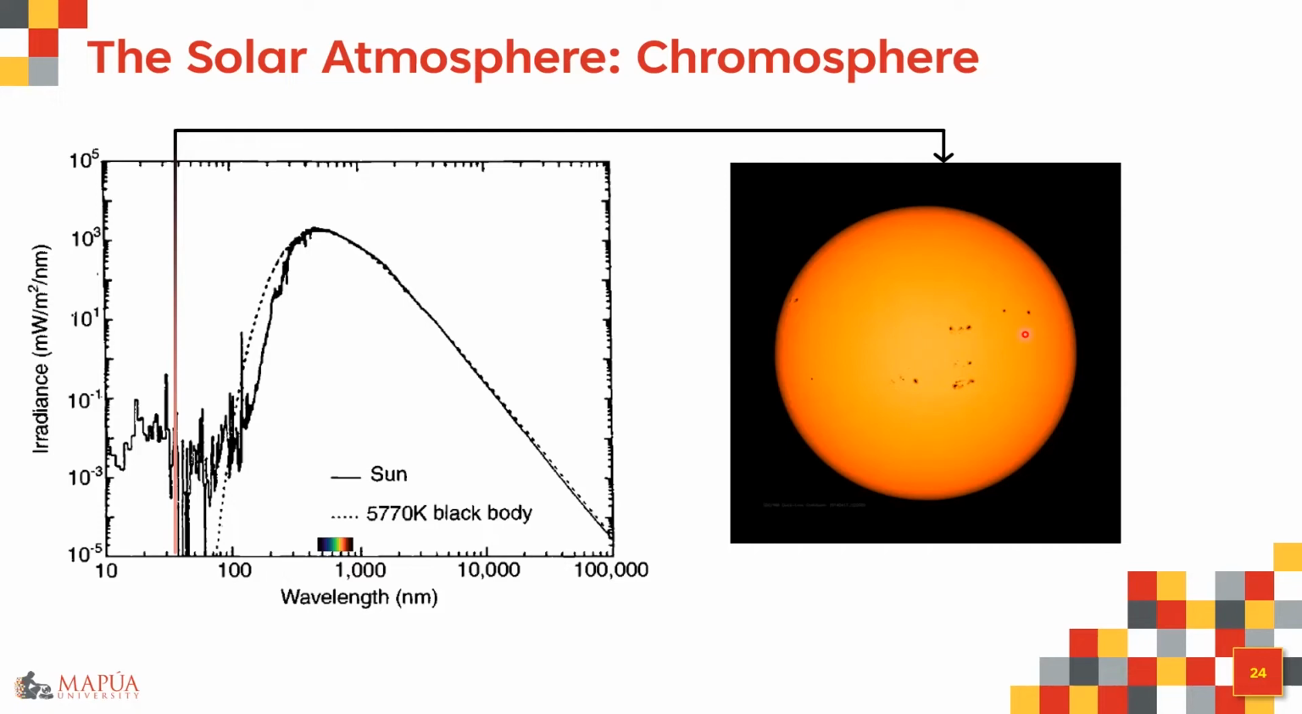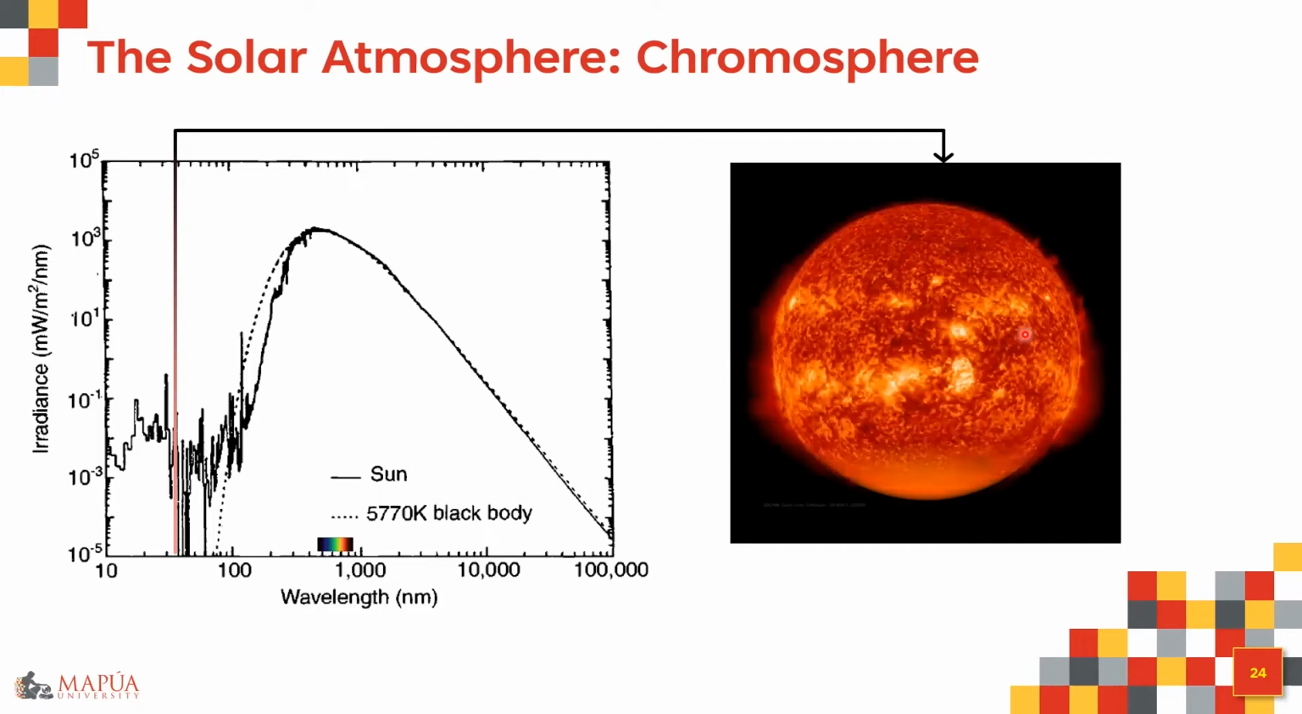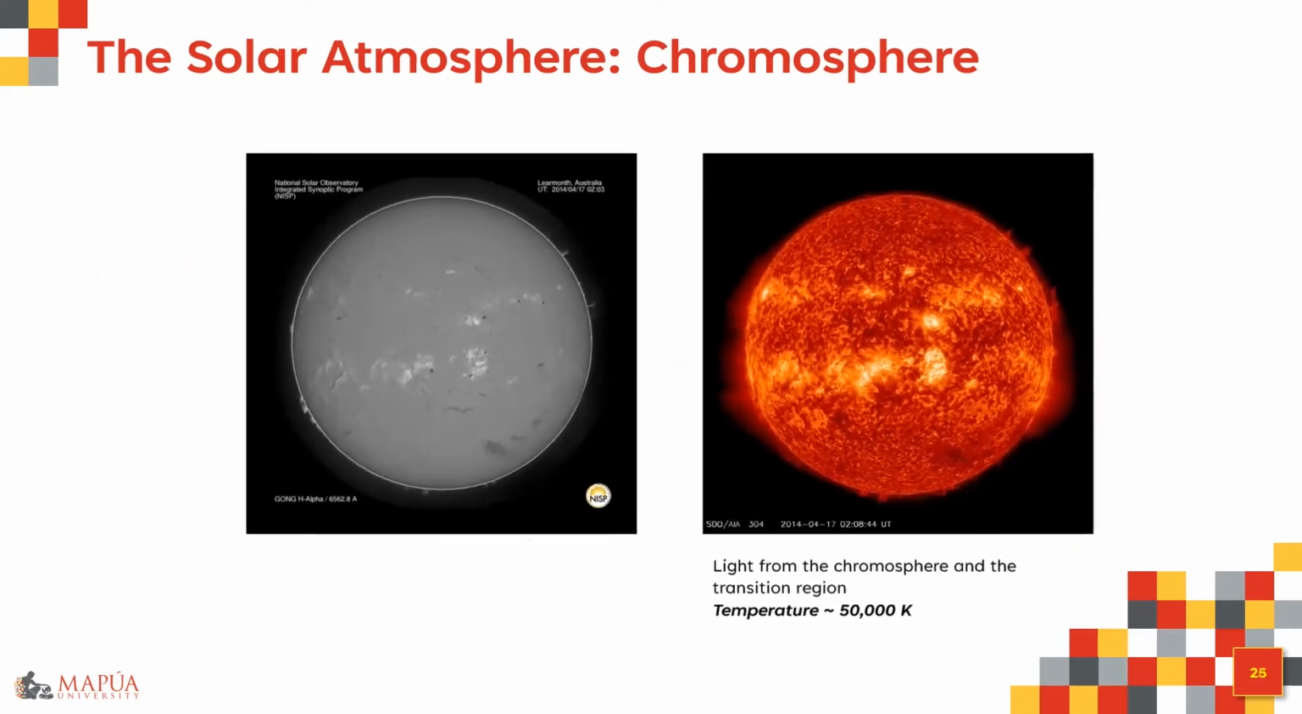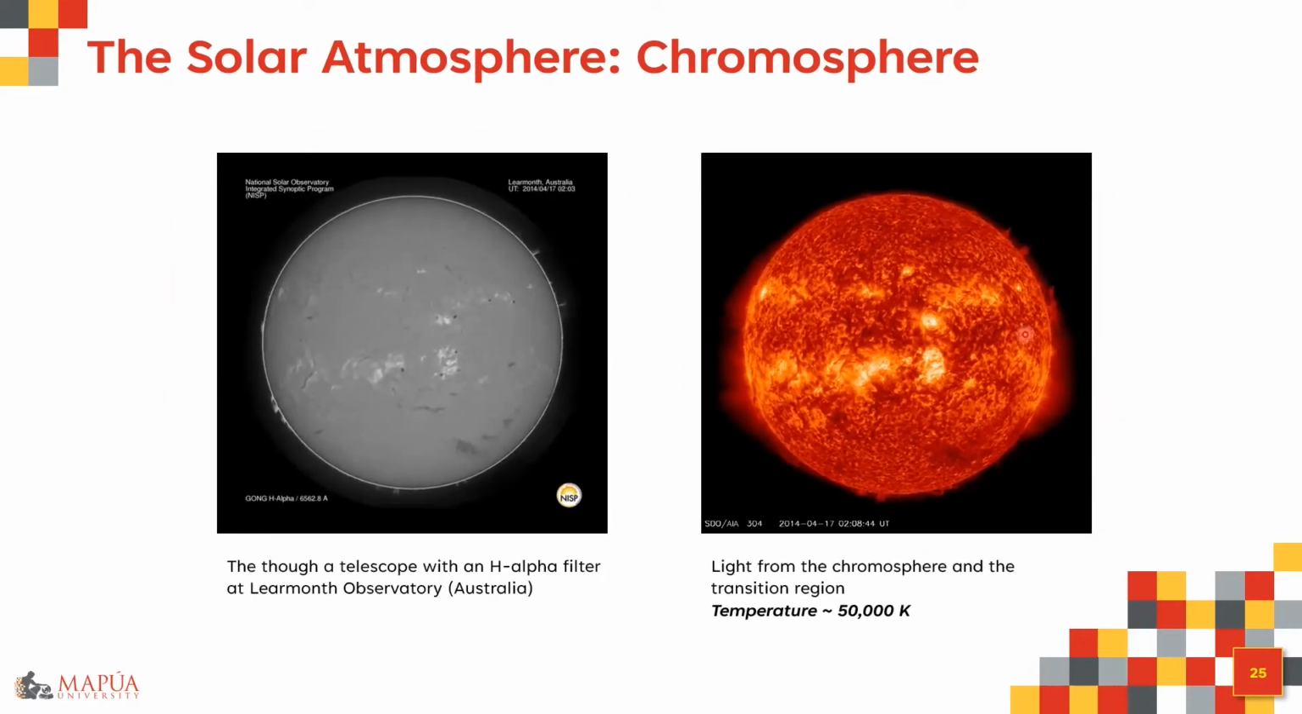Aside from this, you can also observe the chromosphere through another wavelength, through the extreme UV wavelengths. With the help of the Solar Dynamics Observatory, we can observe the sun at this wavelength. This is at 304 angstrom or 30.4 nanometer. So this is actually the light coming from the chromosphere and the transition zone. Okay, and it corresponds to the regions of the sun whose temperature is about 50,000 Kelvin. And if you're going to compare the two, you will see different features of the sun through an H alpha filter and through a transition region.